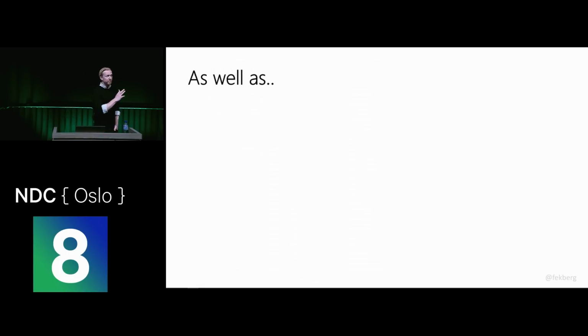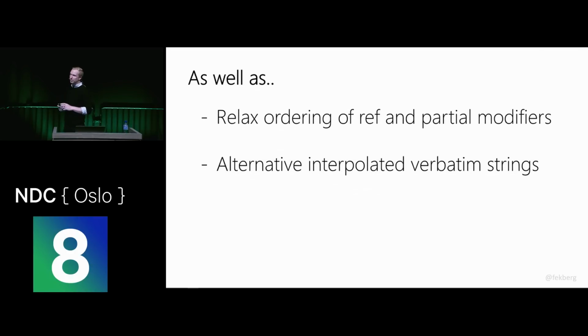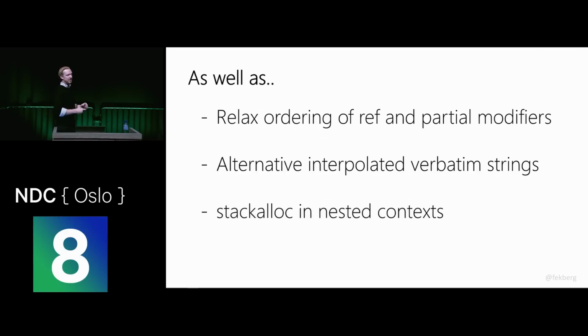Now, these are all the features in C# 8, or potentially C# 8. And we'll get to why they might not be in C# 8 in just a moment. But they also want to add relaxed ordering of ref and partial modifiers, alternative interpolated verbatim strings, and stackalloc in nested contexts. So next up, after C#, I should have written F# instead, because it's all turning into a functional programming language. But they might call it C# 10 or X or whatever. Let's skip 9 like they did with Windows. I think that's a good plan.